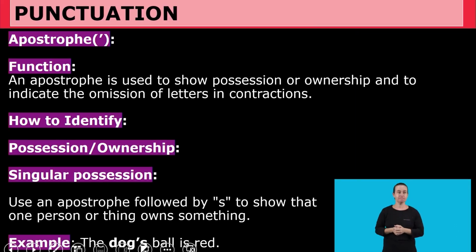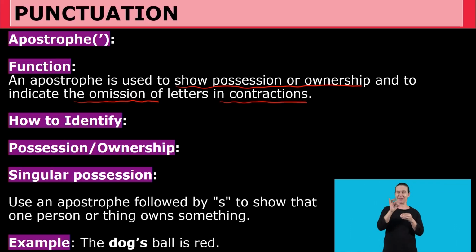The first aspect we'll look at is the apostrophe. An apostrophe is used to show possession or ownership and to indicate the omission of letters in contractions. So how do I identify it? For singular possession, you will find an apostrophe followed by an S to show that one person or thing owns something. In the example, the dog's ball, there you can see an apostrophe S, the ball belongs to the dog.